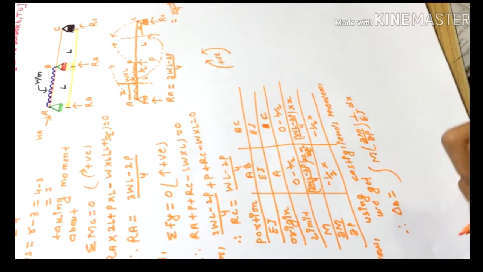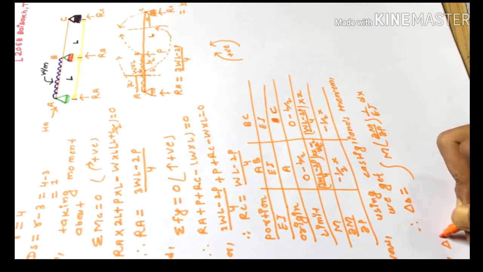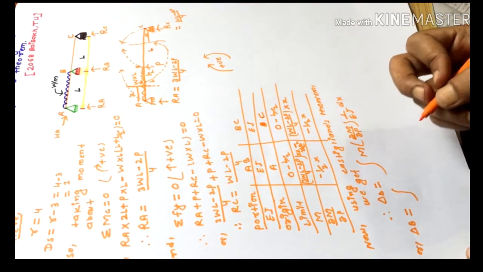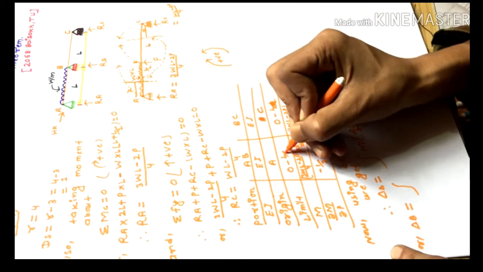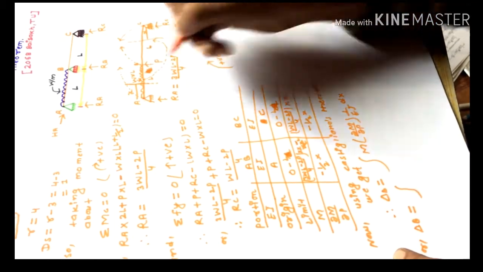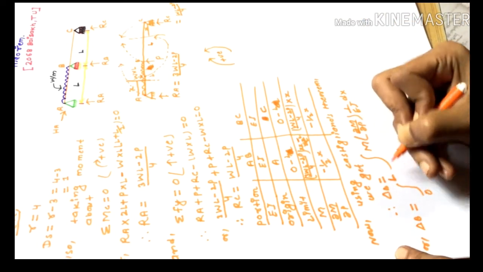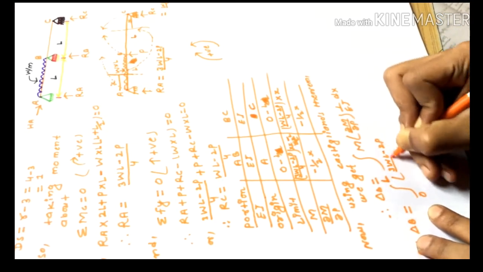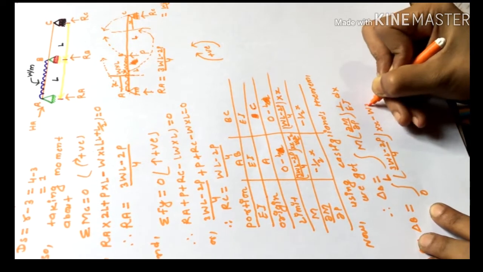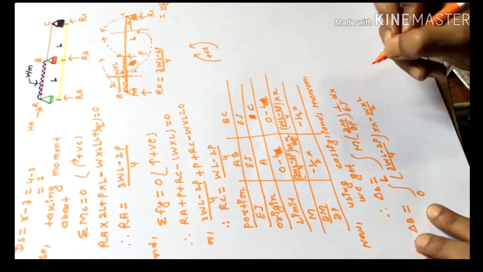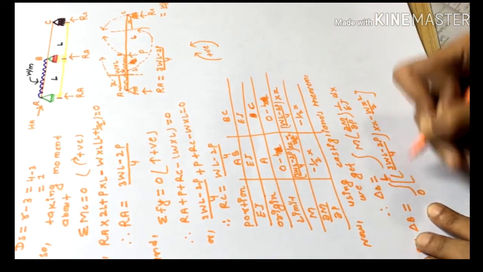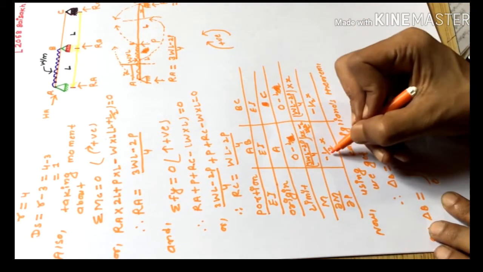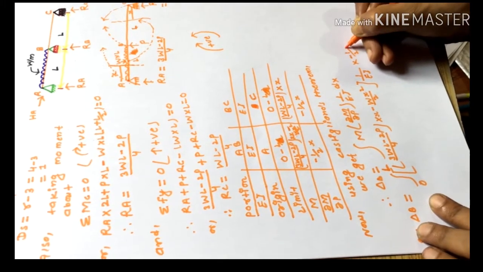So let us put all these values. Del B is equal to, in the figure we can see for portion AB our limit is 0 to L, not L by 2, 0 to L. And M is 3WL minus 2P divided by 4 into x minus wx square by 2, into 1 by EI into del M by del P, and we can see del M by del P is equal to minus 1 by 2 x, dx.